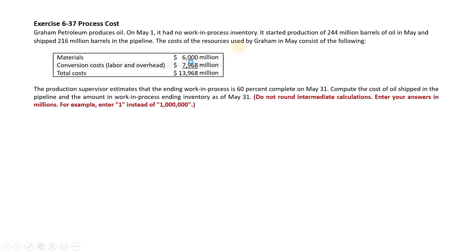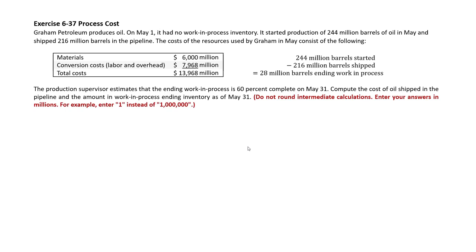Before I do that, let me quickly total up the total cost. Again, I'm dropping the millions here. It would be 13,968. Let me also calculate how many units were in ending work in process inventory. If I started 244, shipped 216, therefore subtracting that out, that would be 28 million barrels at 60% complete as of the end of May.